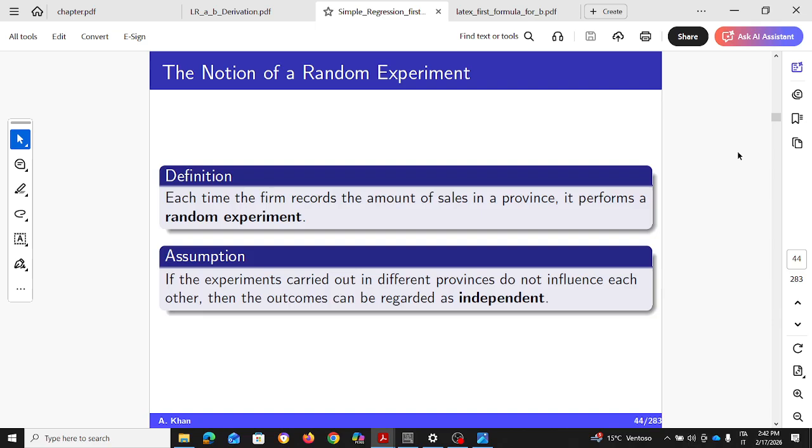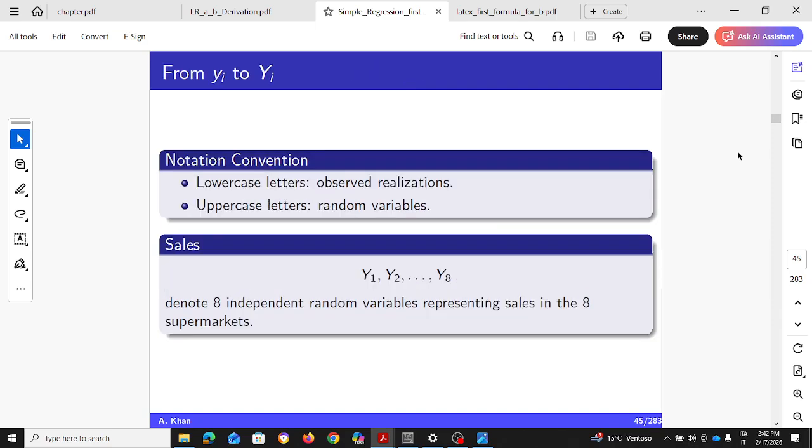So each time, as we said before, each time the firm records the amount of sale in a province, it performs a random experiment. And the assumption here is, if the experiments are carried out in different provinces, they are different, they do not influence each other, so the outcome from each province and the outcome between them are independent. So there is no correlation between those supermarkets.